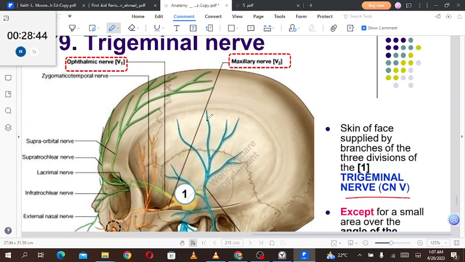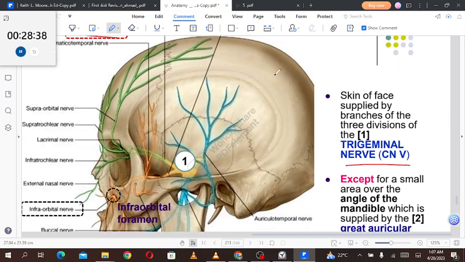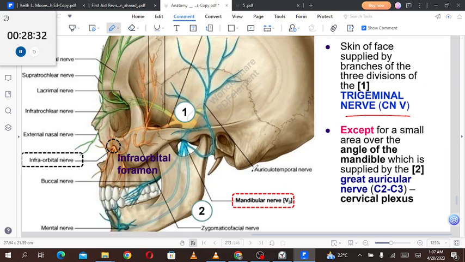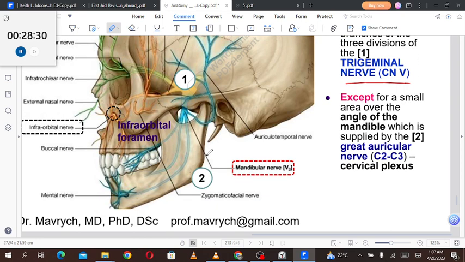So here you can see that the green branches are supplying the area on the forehead and the scalp area. That is the ophthalmic nerve, that is CN V1. Then we have the maxillary nerve, supplying the maxillary area, V2, and the mandibular area. The mandibular nerve takes the sensory information from the mandibular part of the face, and it also supplies the muscles of mastication, which are the medial and lateral pterygoid, masseter, and the buccinator muscle.